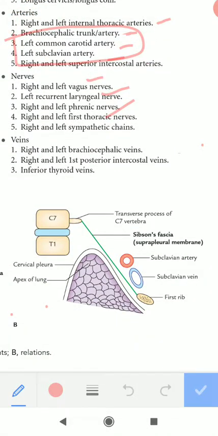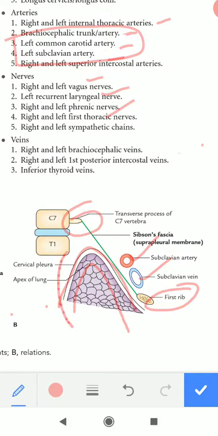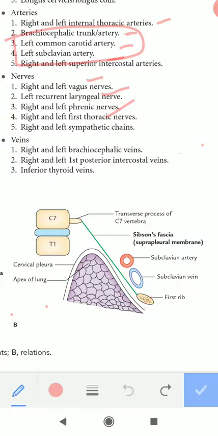So look at that, it is attached on the first rib on one side, that is the base, and on the apex it is attached to the transverse process of the cervical 7 vertebra. And look at that, above the fascia, above the Sibson's fascia or suprapleural membrane, there are subclavian vessels, that means subclavian artery and subclavian vein, and below there is the cervical pleura, and underlying there is the apex of the lung. So it will protect the underlying cervical pleura and apex of the lung. This is a very nice picture.